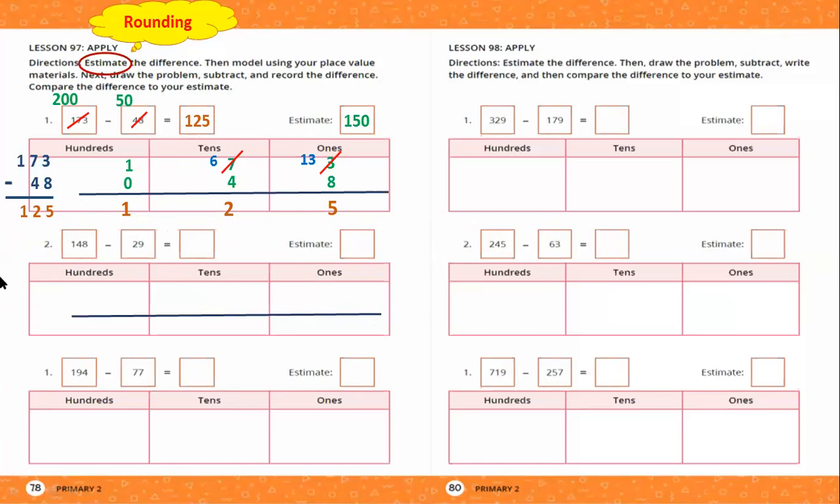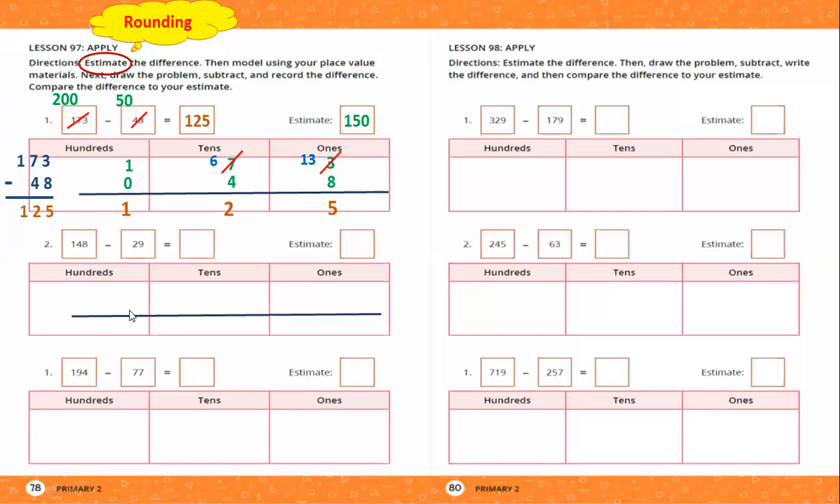First step, we will estimate 148 and estimate 29, and find the difference between these two estimated numbers, as we learned in rounding estimation. Do you remember? Very good, Hala. Excellent. Hala, this is 148, not 184. So first step, we will estimate these numbers and find the difference between them.